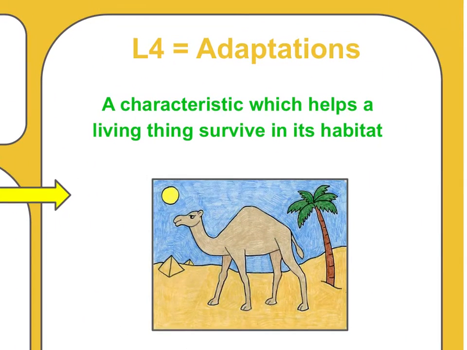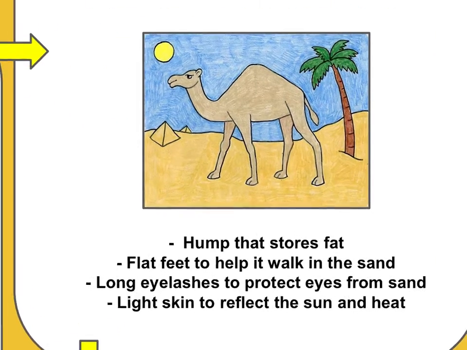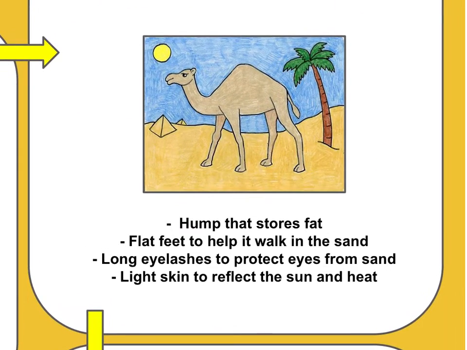Lesson 4 was on adaptations. What is an adaptation? Well, it's a characteristic which helps something survive where it lives. Let's look at this camel. What adaptations has this camel got? Well, it's got a hump that stores fat. That's going to help it survive.